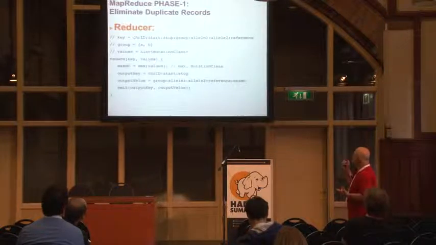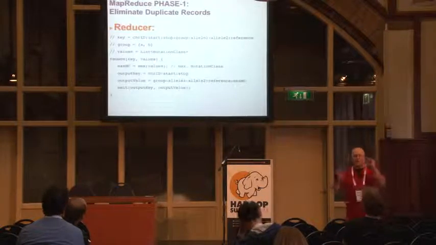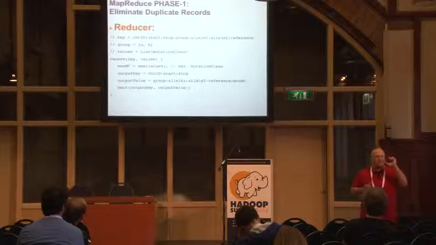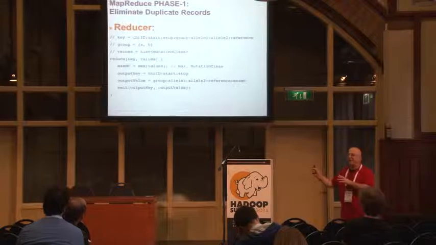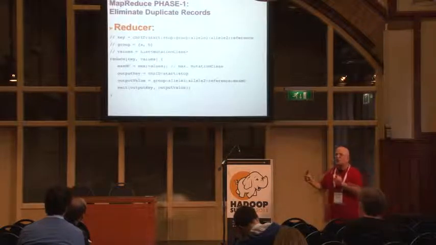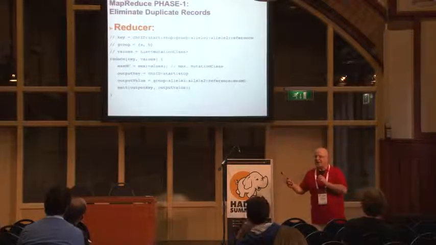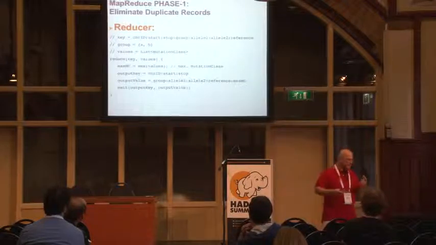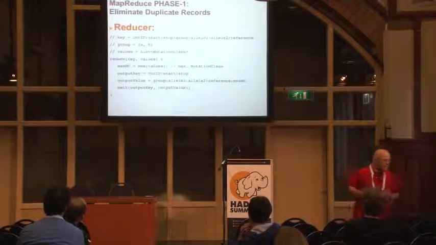And then in the reducer, you only select the record with the highest mutation class. So you ignore all of the records which have smaller mutation classes. So you select only one record which has the highest mutation class.